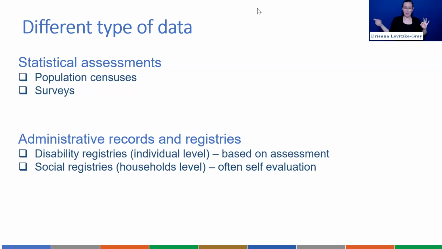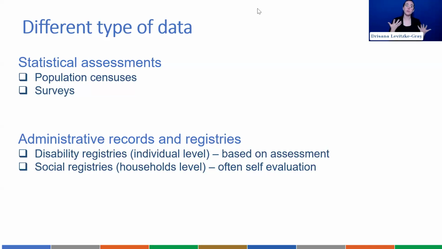So this is why we are trying, as the World Bank, to work on both: on the social registry, where we have household level information and try to identify the person with potential disability, and we support some countries in building the disability registry with individual assessment tools.